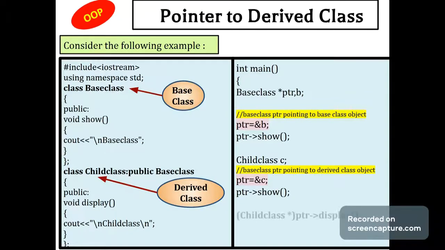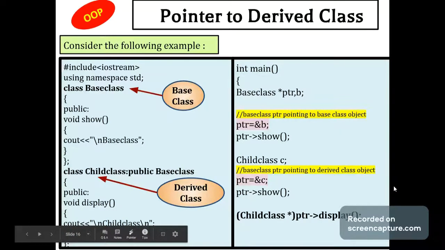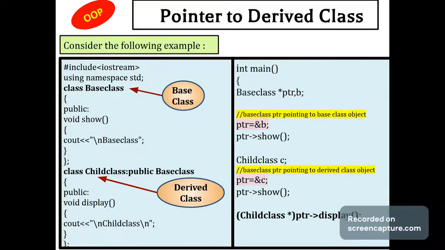ठीक है, but when I am using the display function, जो है ये child class का है और ptr जो है वो base class का है. इसीलिए आपको क्या करना पड़ेगा, you will have to convert ptr to a child class pointer as follows, which is given. Okay, so I hope that you have understood how to use a pointer to derived class, a base class pointer to a derived class object. And remember, derived class pointer कभी भी base class के object को point नहीं कर सकता है.